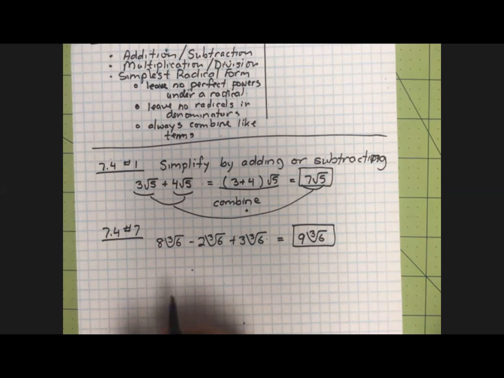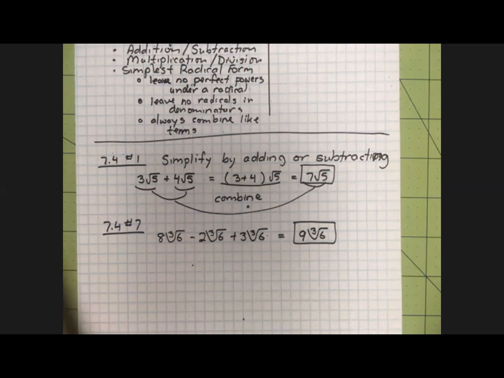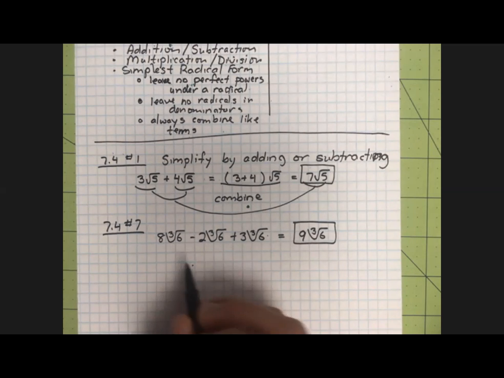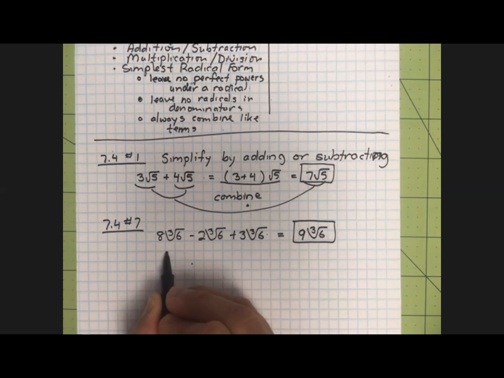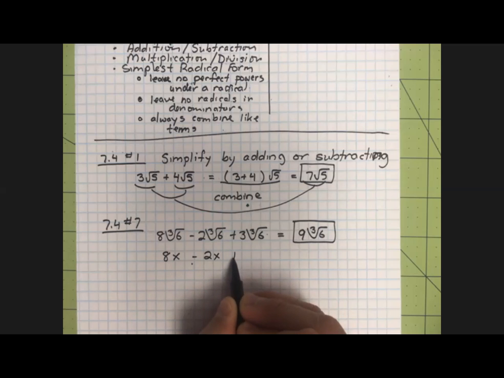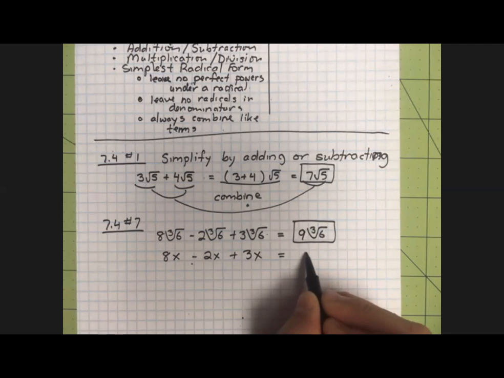Hey, Professor, I have a question. Go ahead. Does it matter in what order that we add or subtract these? Like, could we do -2 plus 3 would be 1, then 1 plus 8? Yes, absolutely. You're allowed to add and subtract in any order. In the same way that if I said to you 8x minus 2x plus 3x, you could use either order to say 9x.